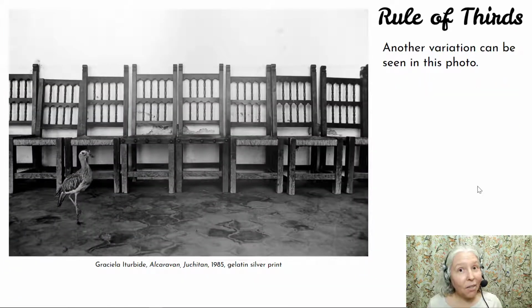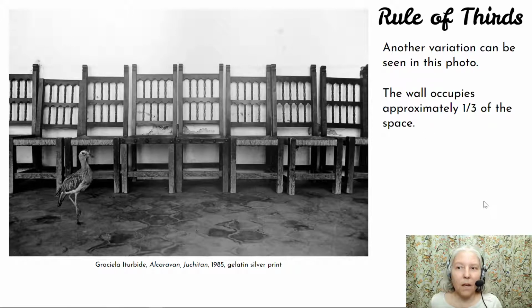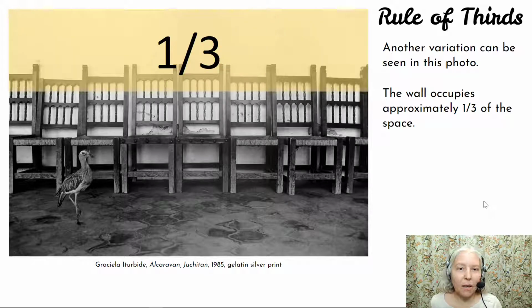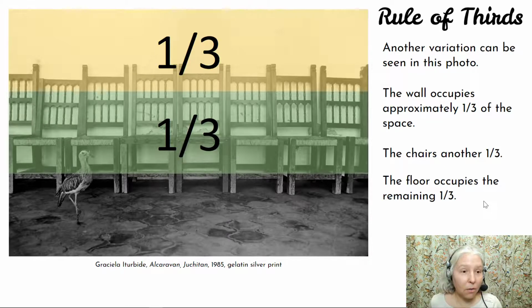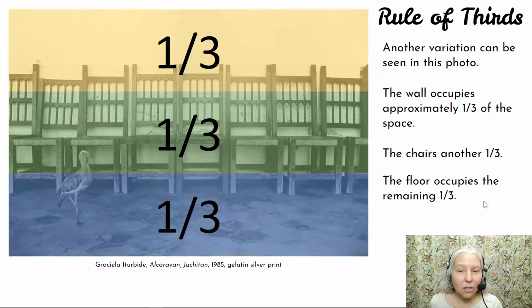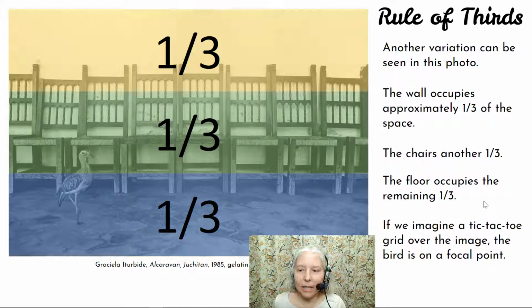Here is yet another variation on the Rule of Thirds seen in this photo. The wall occupies approximately 1/3 of the space, the chairs another third, and the tile floor is another third. And to top things off, if you imagine the tic-tac-toe grid on here, the bird is the focal point down there in the lower left corner.